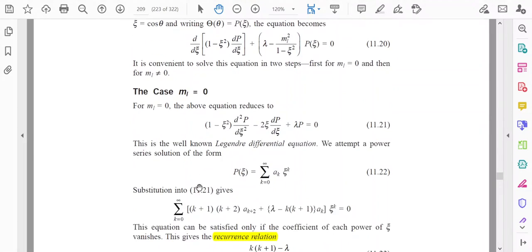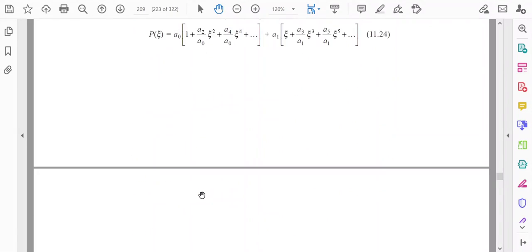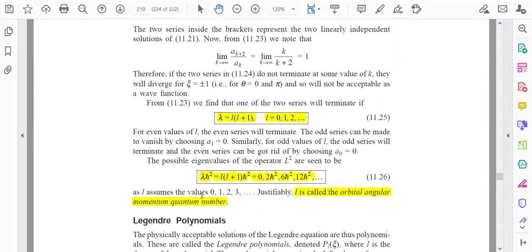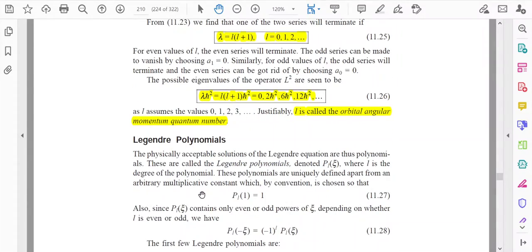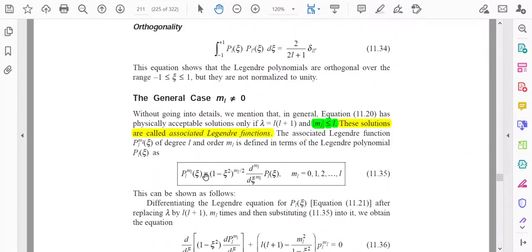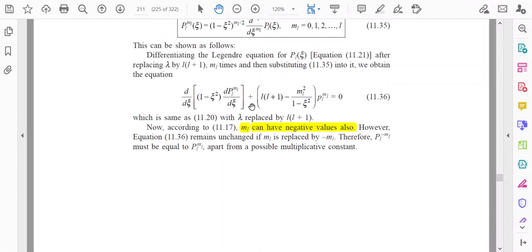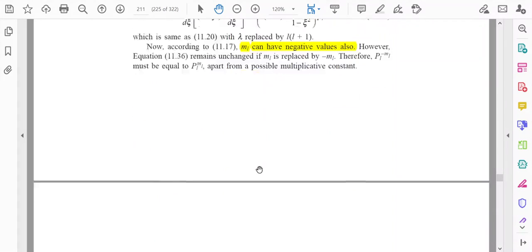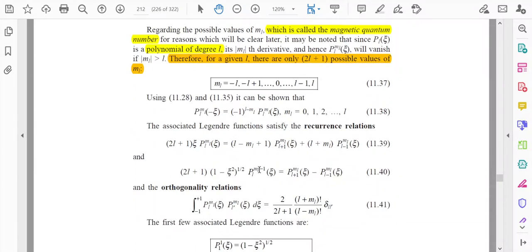Now there were two general cases. One case was for ml equal to 0, and the other case was ml not equal to 0. So for ml not equal to 0, this is the structure of the equation. Now what will be the solution of the equation?